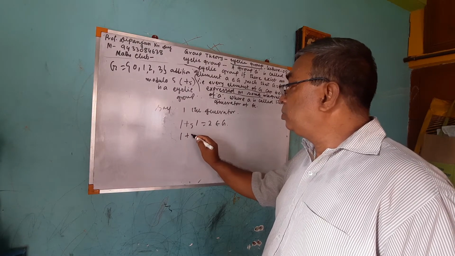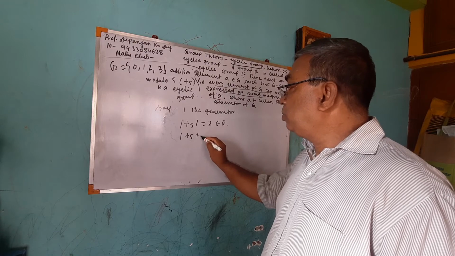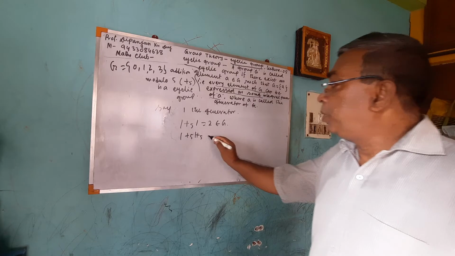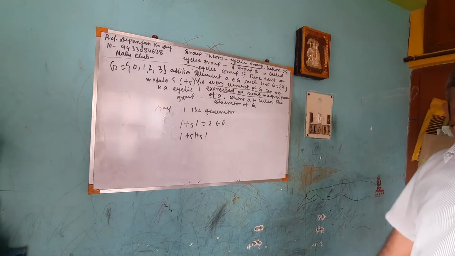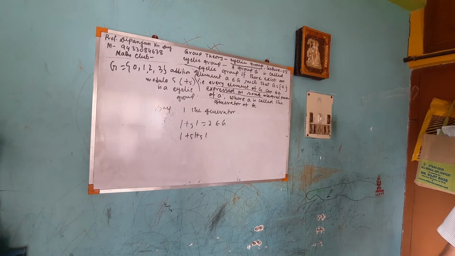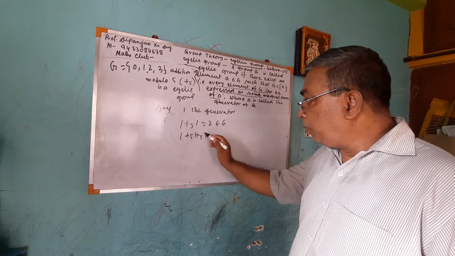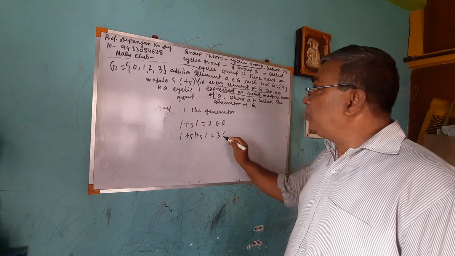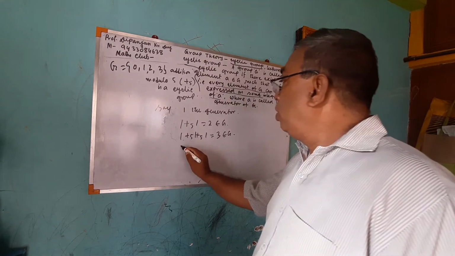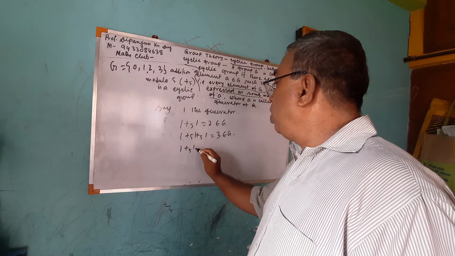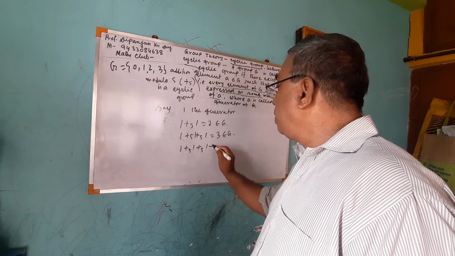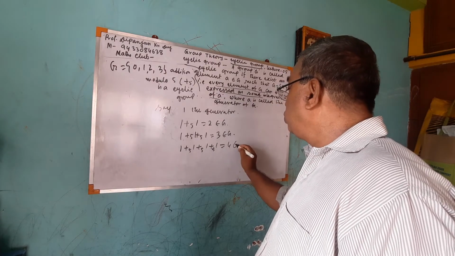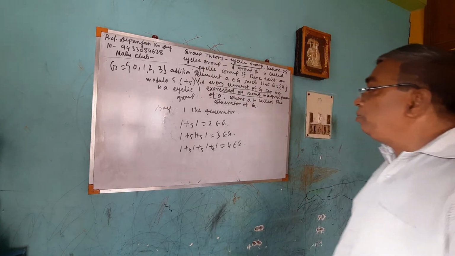Now 1 plus 1 plus 1, three times, gives 3. 3 is less than 5, so here it will be 3. 3 belongs to G. Now 1 plus 1 plus 1 plus 1 is 4. So 4 belongs to G, because there is no need to divide.